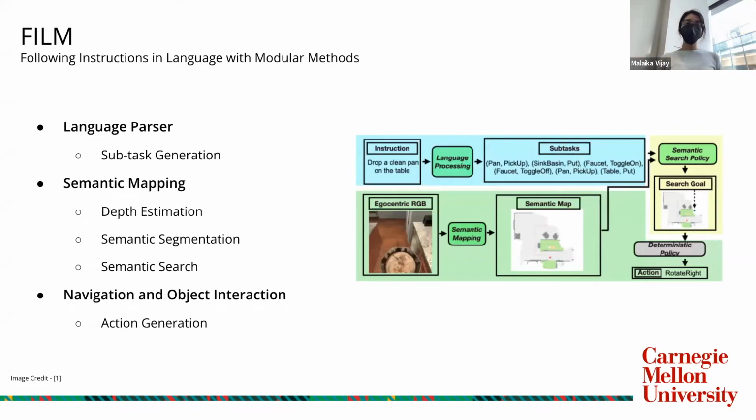Our work builds on top of FILM, which is a modular system for embodied task completion. FILM is composed of three main components, the first of which is a language parser, which is responsible for parsing natural language instructions into a semantic form that the rest of the system can understand. The next component is a semantic mapping component, which is responsible for identifying and localizing objects in the environment. And finally, there is a navigation and object interaction module, which is responsible for generating a sequence of actions that the agent must execute given the instruction and the map of the environment.